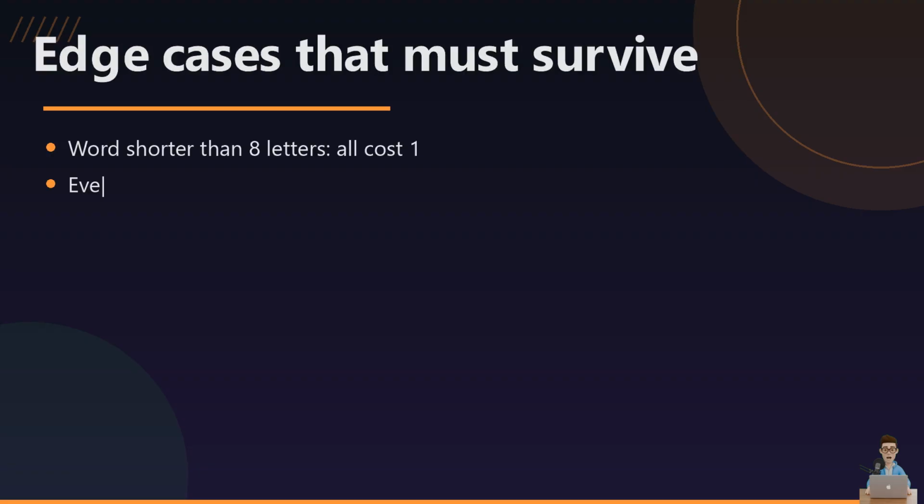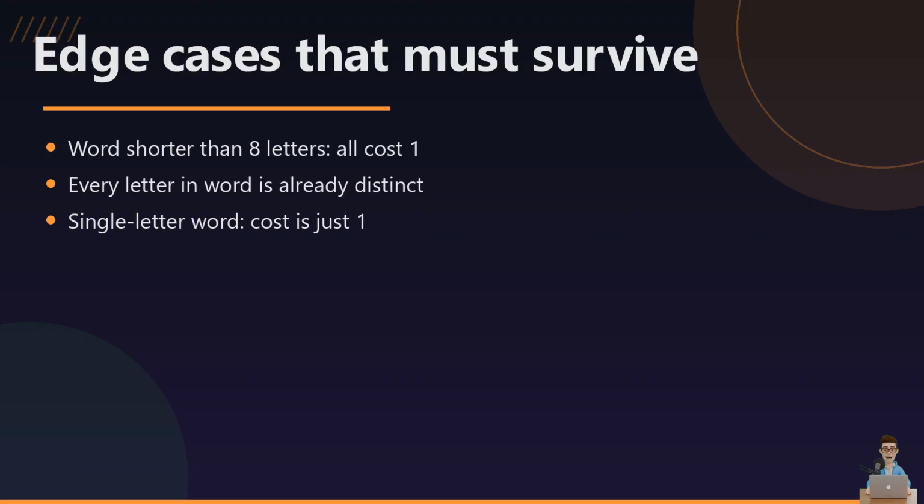Let's double check a few special situations, just to make sure our approach still makes sense. If the word has fewer than 8 letters, every single one fits into that first cheap group. So the answer is just the length of the word, 1 push per letter. Also remember the problem says every letter in the word is already different from the others, so our tally never counts higher than 1 for any letter. That keeps things nice and simple. And if the word is just a single letter, the answer is obviously just 1 push.